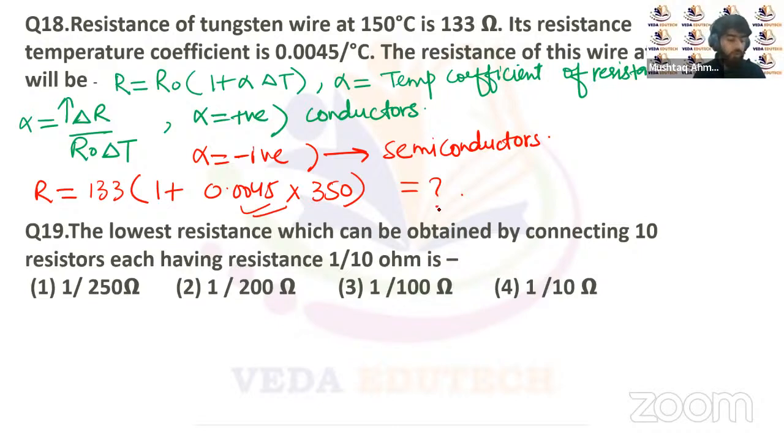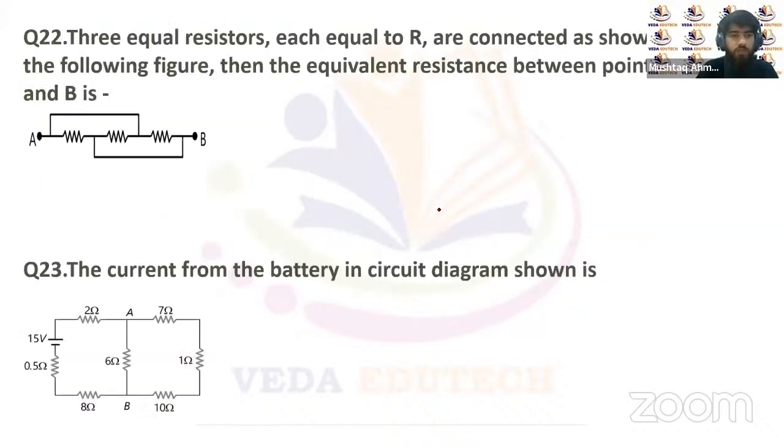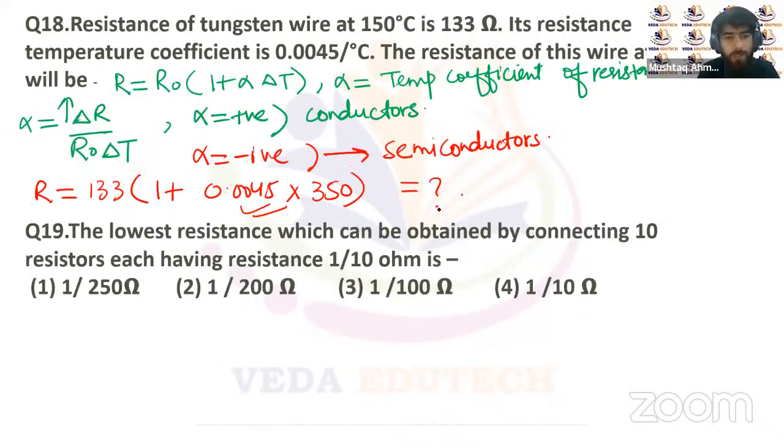Now let's move on to question number 19. Question number 19 says: the lowest resistance which can be obtained by connecting 10 resistors, each having resistance 1 by 10 ohm, is?